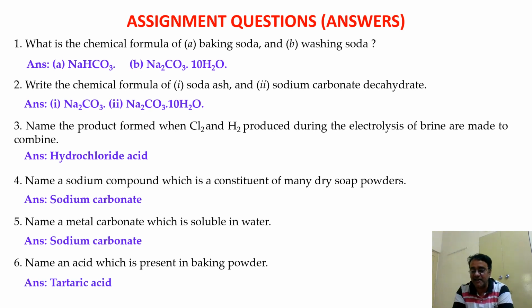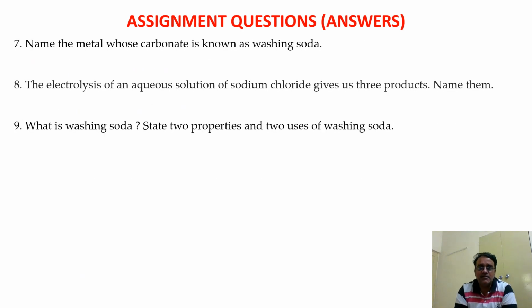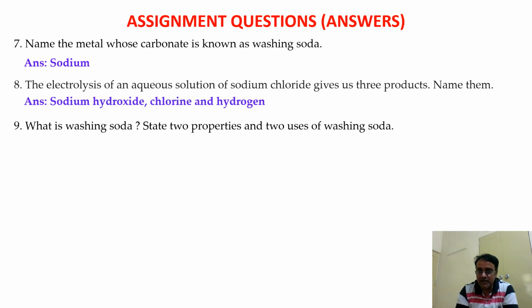Baking powder contains tartaric acid, right? Sorry, baking powder: from the combination of baking soda and tartaric acid we get baking powder. Now we will move towards the seventh question. Name the metal whose carbonate is known as washing soda. Sodium. The electrolysis of an aqueous solution of sodium chloride gives us three products. Name them. First is sodium hydroxide, second is chlorine and third is hydrogen.